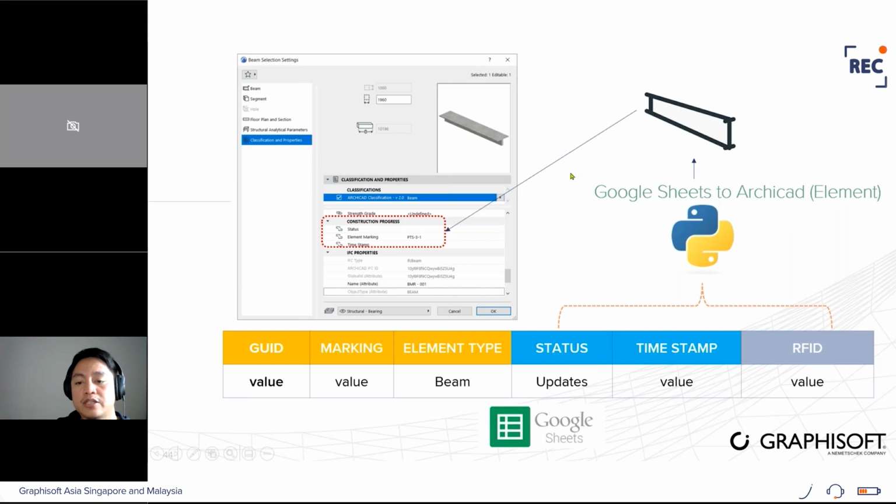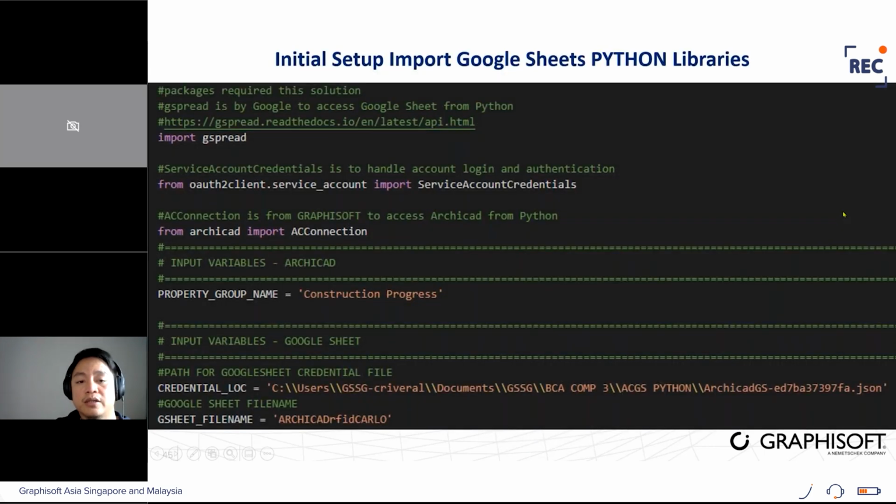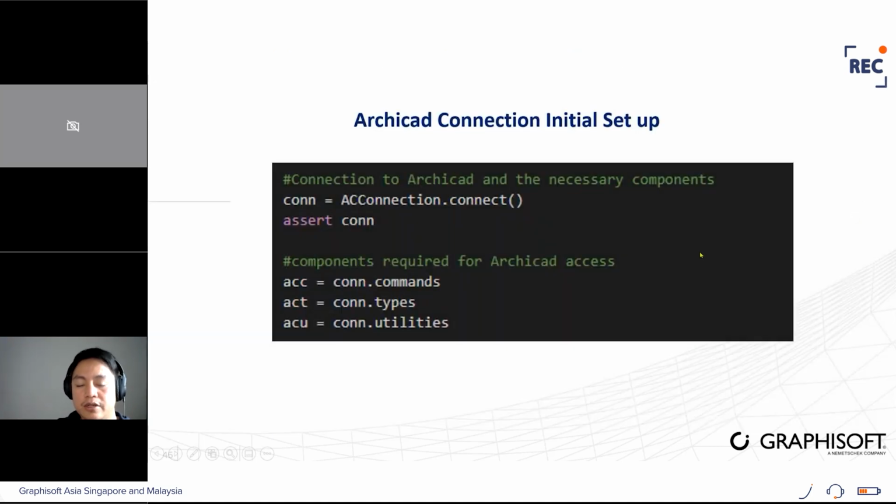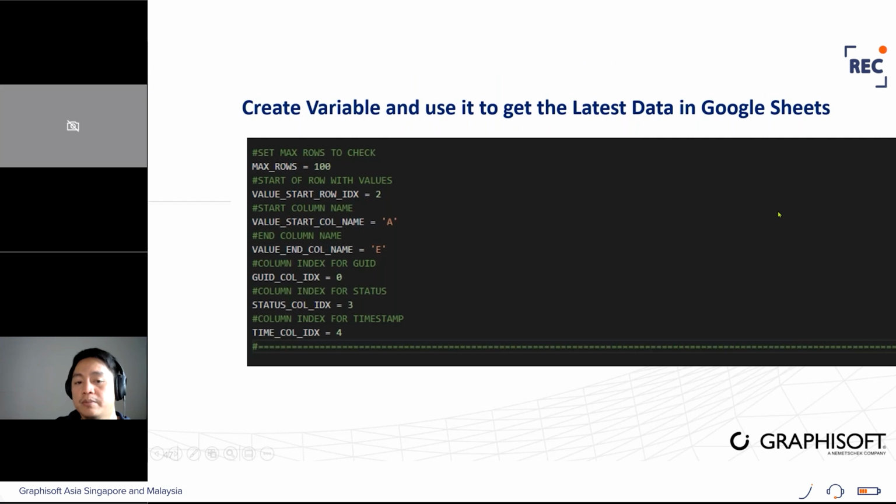Then the next one would be transferring the data from Google Sheets to Archicad. Okay, so now the plan is once you tap the RFID tag, right? So this one will automatically be populated and filled up. Then what we're gonna do is transfer the data. So again, the initial setup is the same. So we have this setup to import Google Sheet. Okay, so gspread, you need to import, and then again, of course, the Archicad connection. And after that, yes, start to have connection. Then after that, we need to create variables and use them to get the latest data in the Google Sheets.